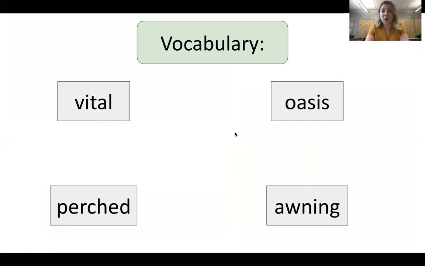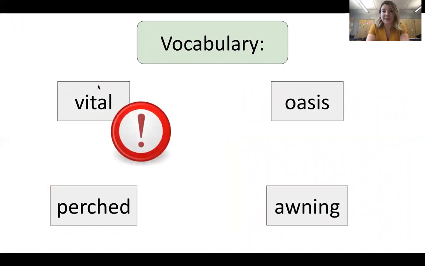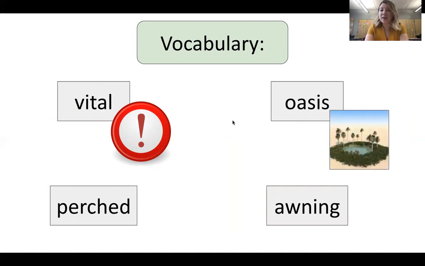Before we get started, we're also going to take a look at some vocabulary words that we'll see in our story today. The first word is the word vital. Vital means important. It means extremely important or needed. Vital. The next word is the word oasis. An oasis is a beautiful tropical space in the middle of a desert. There's a picture of an oasis.